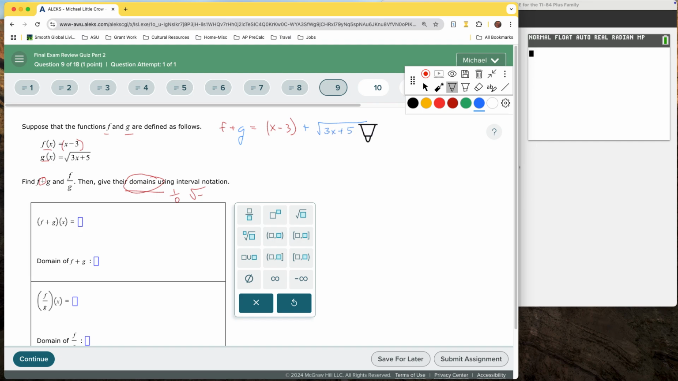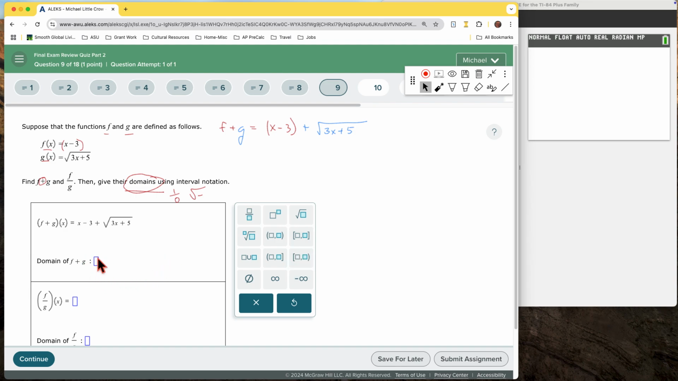Because there's nothing we can do. The square root has everything inside of it contained. So I'm going to go ahead, and this is f plus g. Simply going to put in x minus 3 plus the square root of 3x plus 5. That's it.